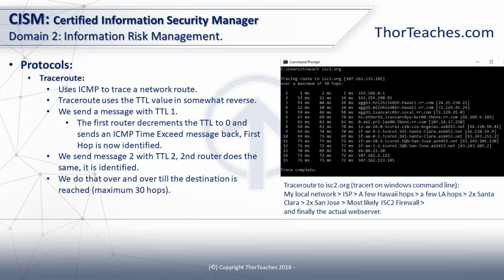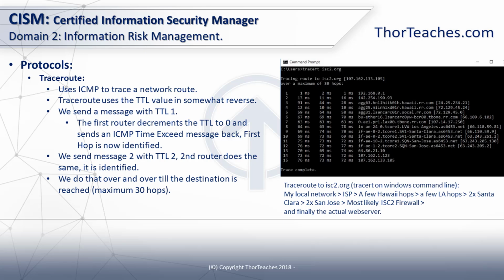If you look at the output over here on the right, I did a traceroute again to the ISC² website. In the Windows command prompt, the command is just tracert and then the IP or the address. The first hop is my local address. The second one is my WAN IP, my public IP. Then you can see a couple of hops in Hawaii. Then we jump to Southern California, LA, Santa Clara, San Jose.